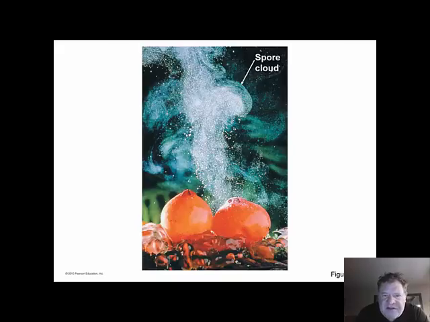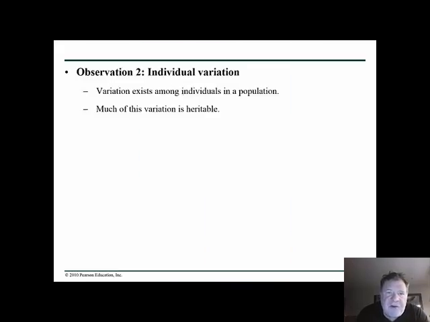And so again, this is a puffball mushroom, and it's producing all these spores, millions and millions of these spores. Not all of those spores are going to survive, and those spores are competing for existence to grow and to reproduce. The second one is variation exists among the individuals.